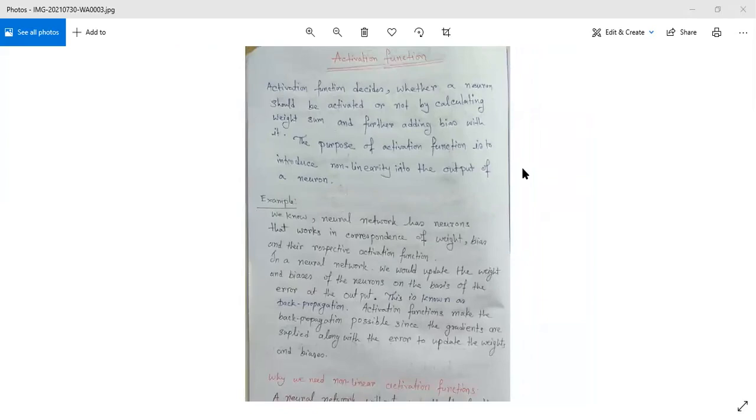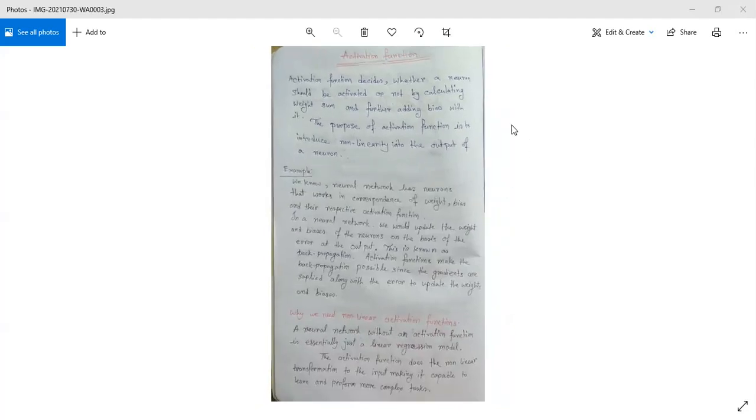look, we know the neural network has neurons that work in correspondence with the weight and the bias, and their respective activation functions. In a neural network, we update the weight and bias of the neurons on the basis of error at the output. This is known as back propagation. The activation function makes back propagation possible since the gradients are supplied along with the error to update the weight and the bias. This is the main role of activation functions. Now, rather than theory, we should take an example also.